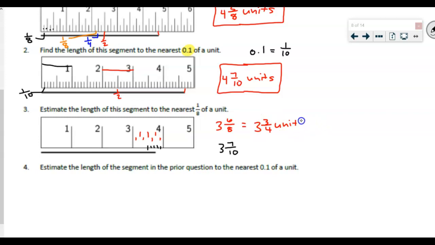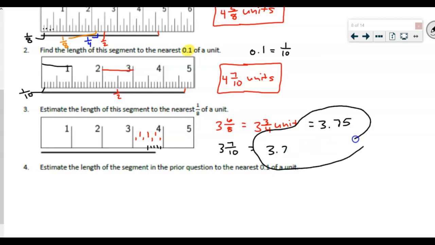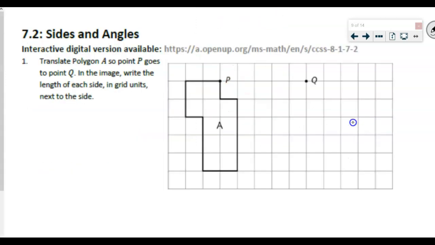Now, if you want to check your precision on each one of these, 3 and 3/4 is 3 and 75/100, 3.75. And 3 and 7/10 is 3.7. So although these are different, and they should be because we're using different measurement systems, notice that those two estimates are still pretty close. 3.7 units and 3 and 75/100 are still very close together.